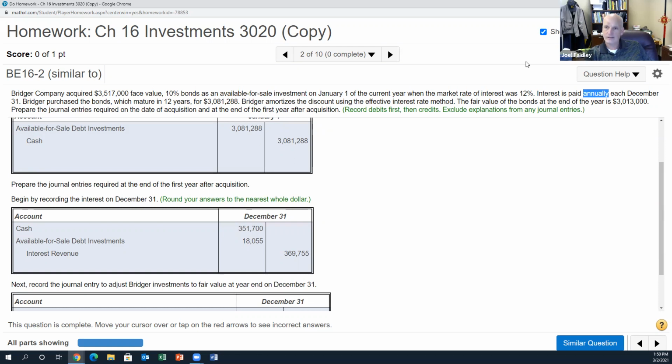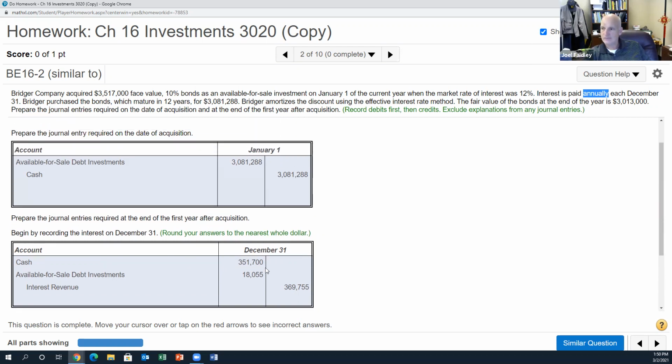Now, if you go back and look at chapter 14, that's where we were actually selling bonds. Here we're purchasing bonds, but when we were selling bonds, about all of those were 6 months, semi-annual. I don't know why they chose annual for this, but typically they're the same. And what you see here is the cash for the year.